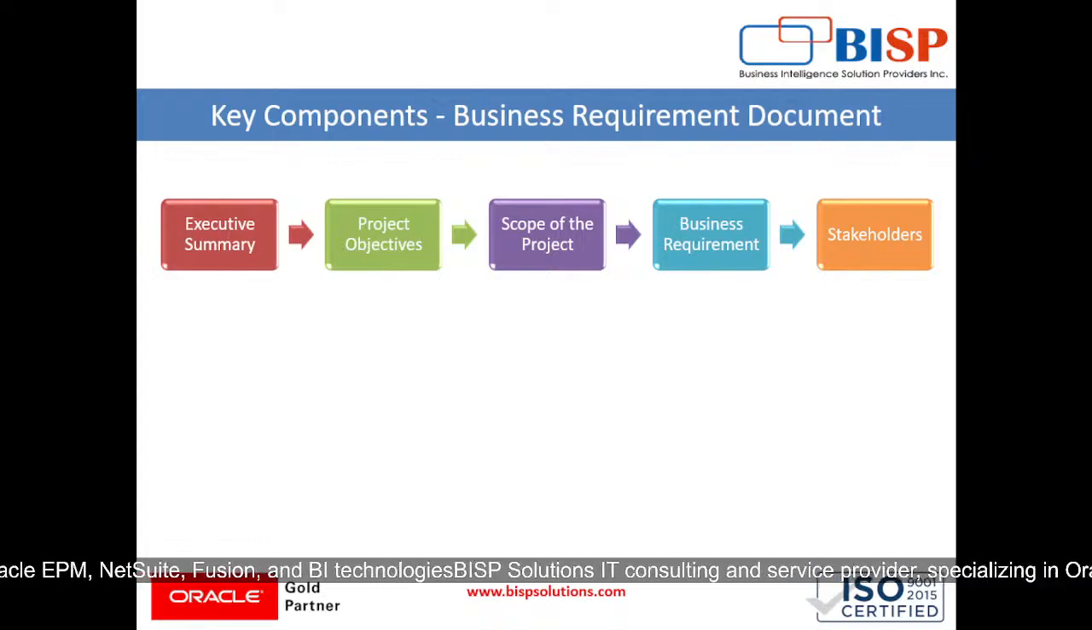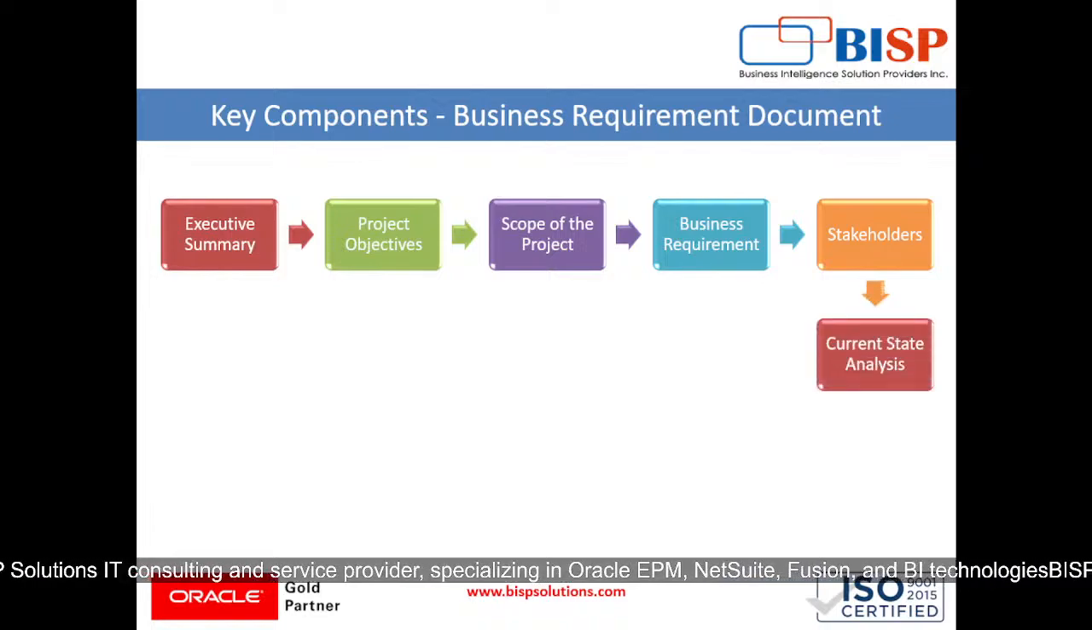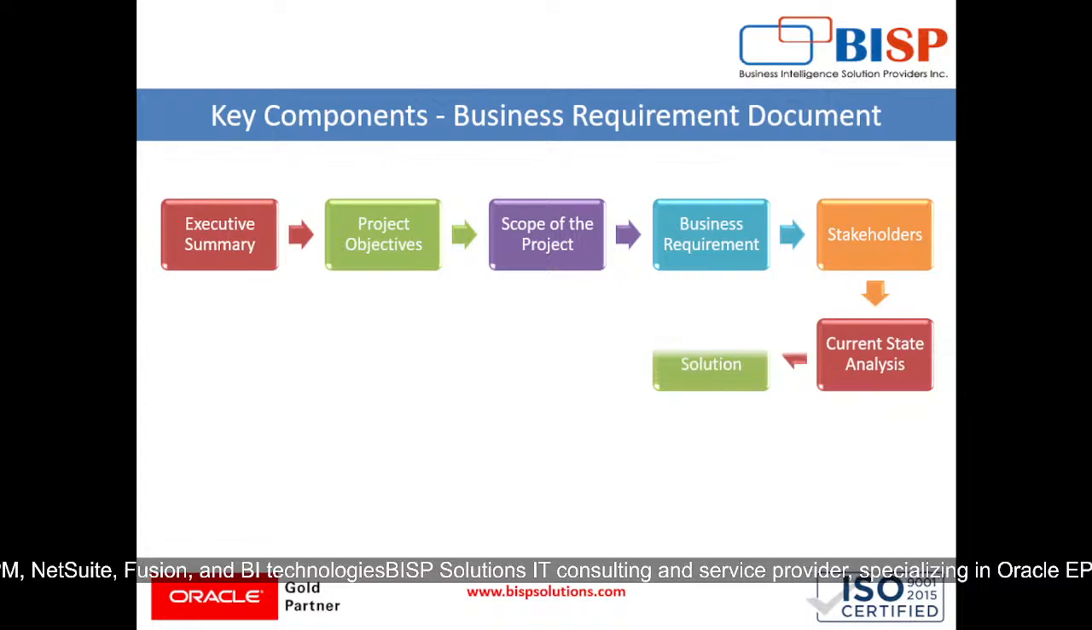Then comes our stakeholders. So identification of key stakeholders and their roles we have to offer them. Then description of their expectations and contribution to the project will be mentioned in the BRD document. Then we will be creating current state analysis. So in current state analysis, we will be overviewing the existing process, system or situation, and we will be identifying pain points or inefficiencies for the same.